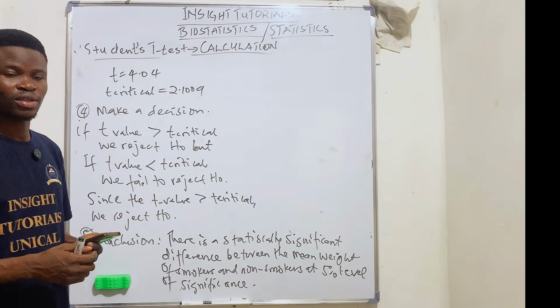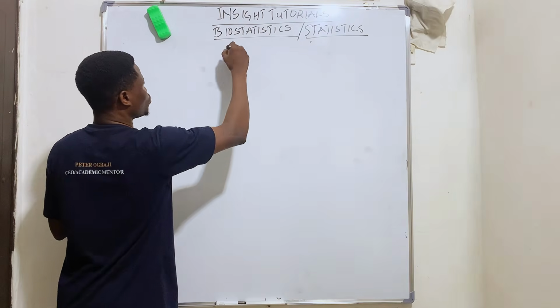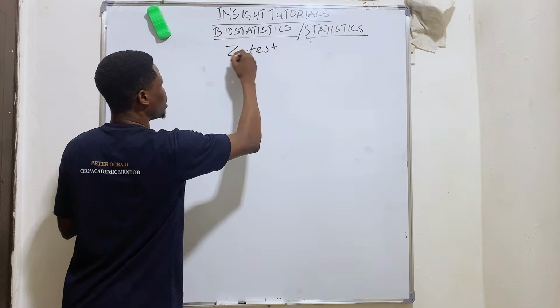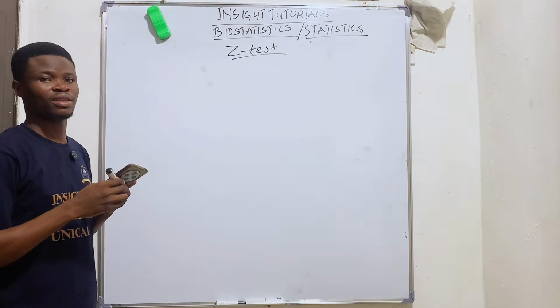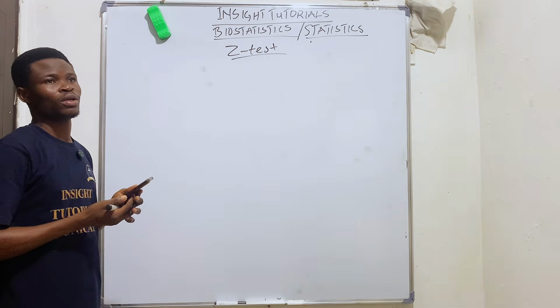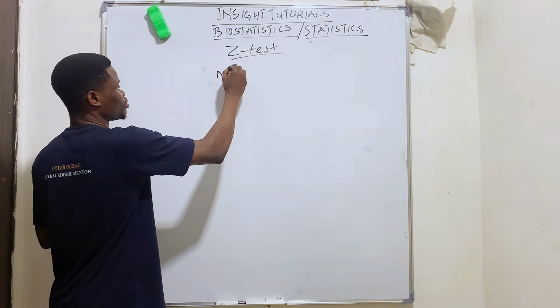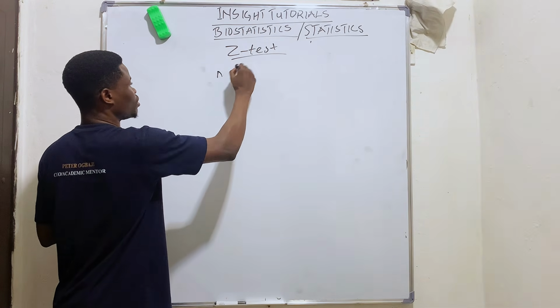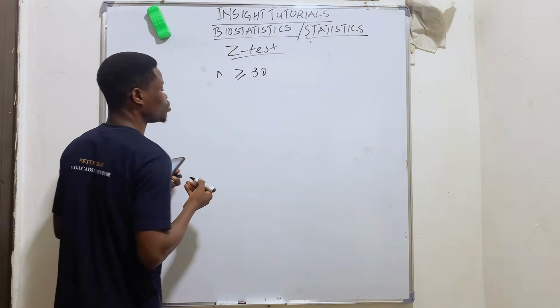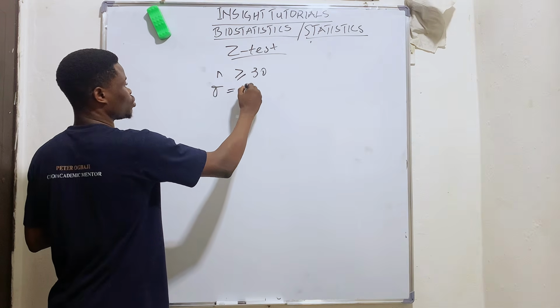We'll go to the next question under the Z test. Okay, so we're going to solve a question under the Z test. And what is the Z test? The Z test particularly is used for when the sample size is greater than or equal to 30, and also when the population standard deviation is known.